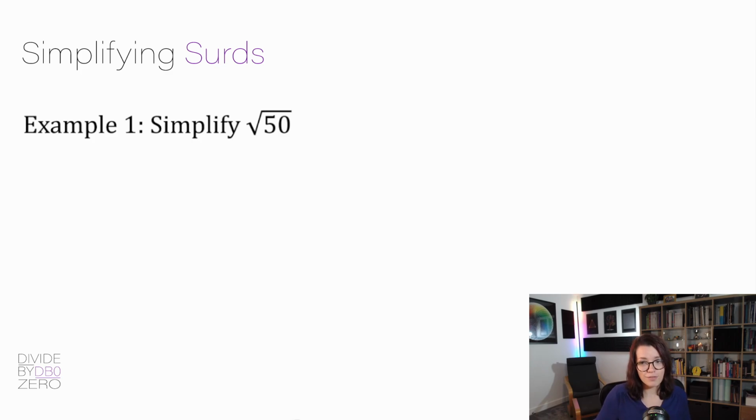Example 1, simplify root 50. This means we want to break 50 down into smaller numbers and surds where possible. I'm going to show you 2 different ways of doing this and then talk about which way I prefer, but it is up to you.